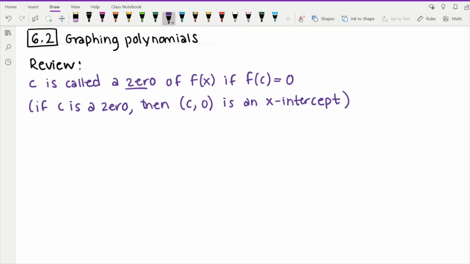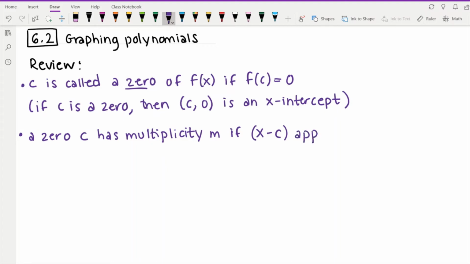And then the other thing that we talked about in the last video is this idea of multiplicity. So we said that a zero c has multiplicity m if the factor x minus c, so another thing we talked about is that anytime you have a certain zero, you also have this corresponding factor. So if that factor appears m times in the factorization, that number m tells you the multiplicity of that zero.